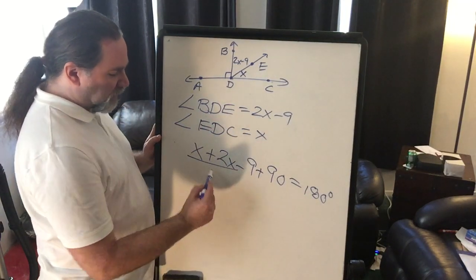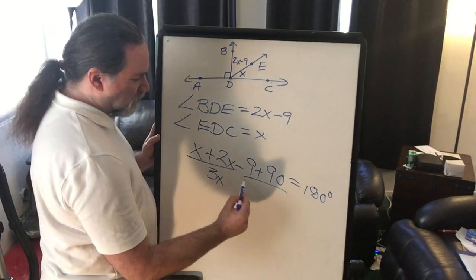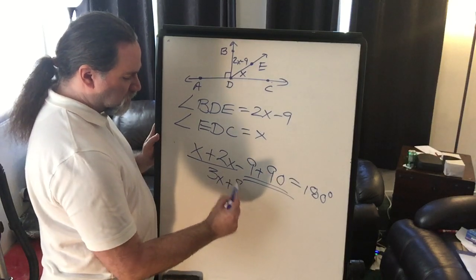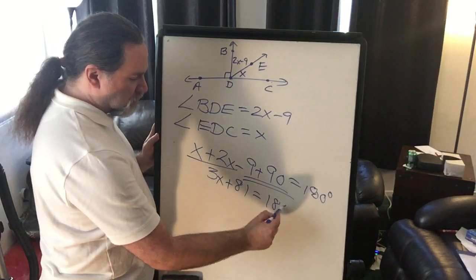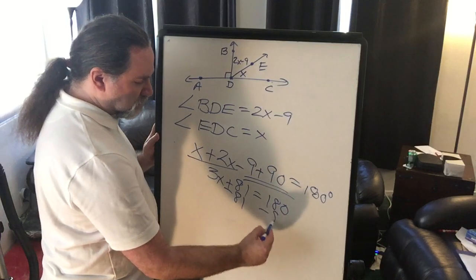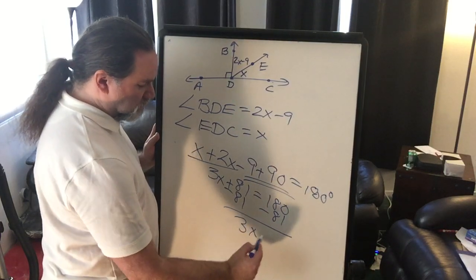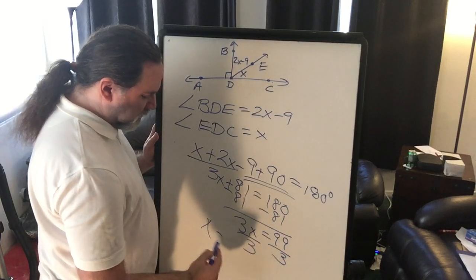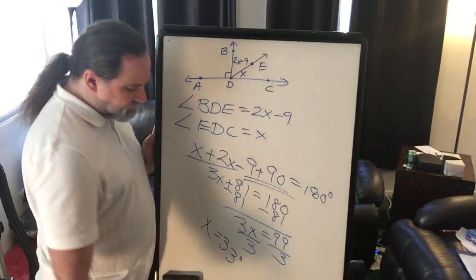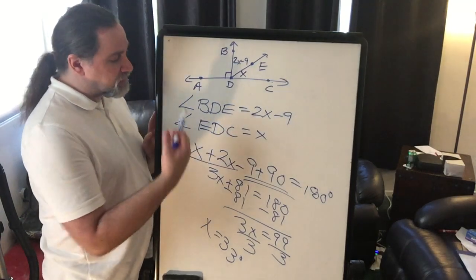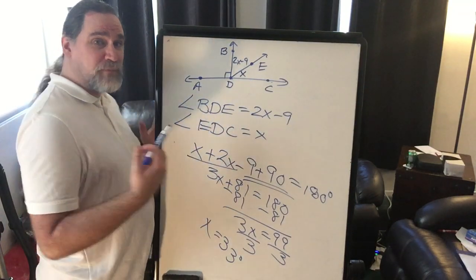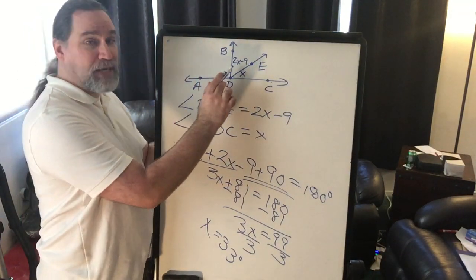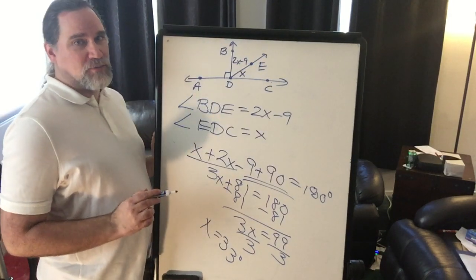Okay, so I combine my like terms here. I combine my like terms here. Subtract the 81. Divide by 3, and x equals 33. And again, that's not the angles, that's the number of degrees that they would have to be to make them turn out to be the right measurements.